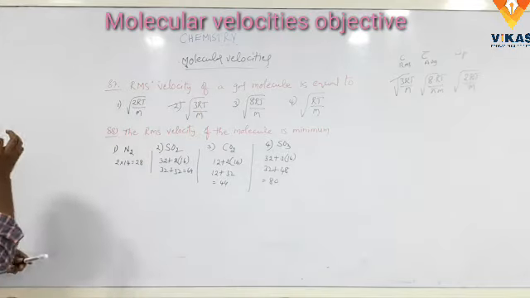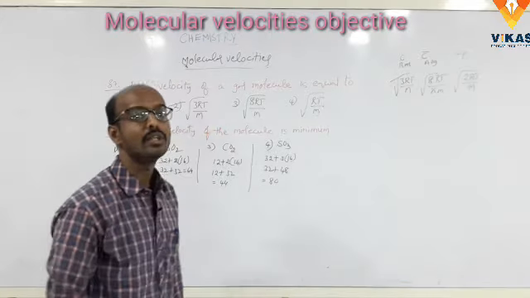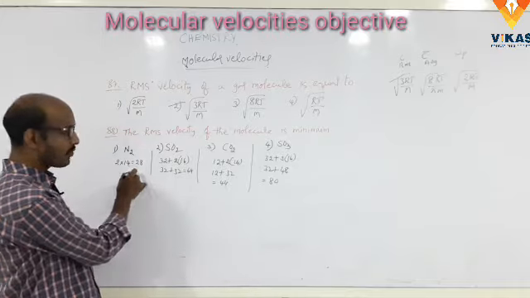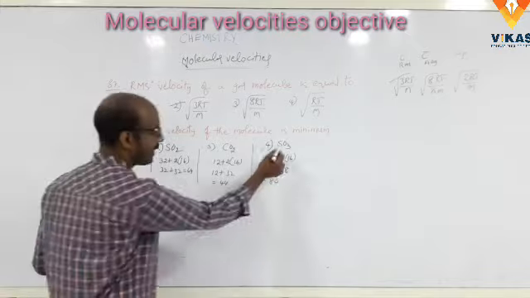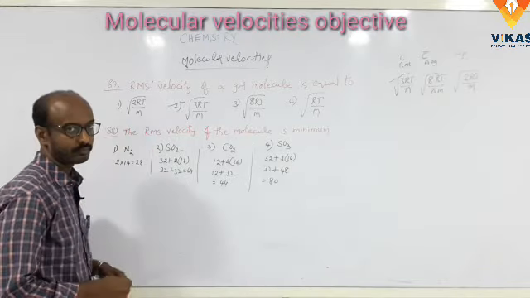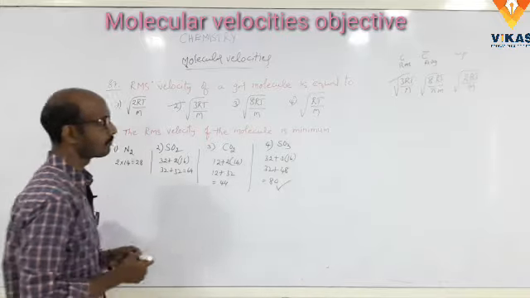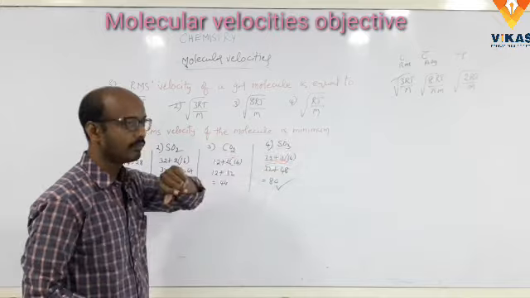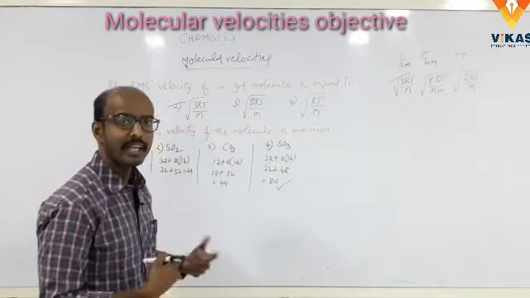So among these four, which one has the highest molecular weight? Based on the molecular weights, nitrogen 28, sulfur dioxide 64, carbon dioxide 44, and sulfur trioxide 80. Which one has the highest molecular weight? Sulfur trioxide. Here the question is, the RMS velocity of the molecule is minimum.